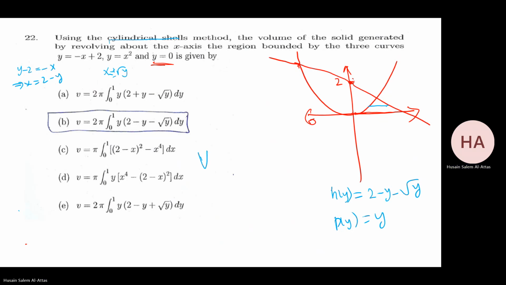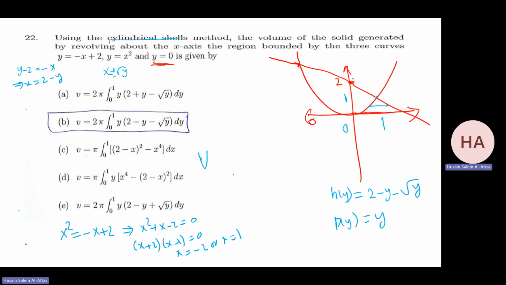So the volume from where to where? I'm talking about the y values. That will be 0 to 1. Their intersection point: x squared equals minus x plus 2. So I have x squared plus x minus 2 equals 0. So I have (x plus 2)(x minus 1) equals 0. I need x equal 1. If x equals 1, y equals 1. I care about the y values, so that will be y equals 1. So my volume is 2 pi integral from 0 to 1 of y times h of y dy. That will be my answer.